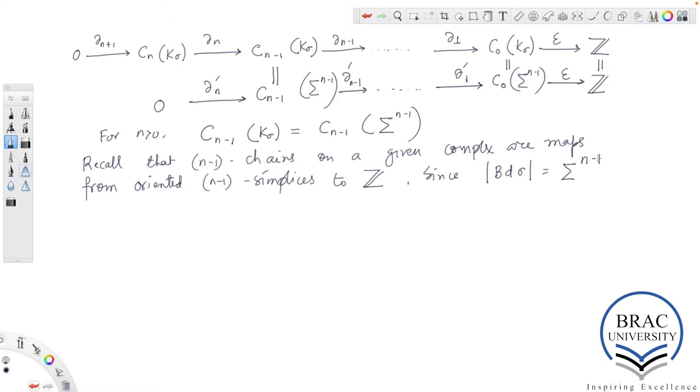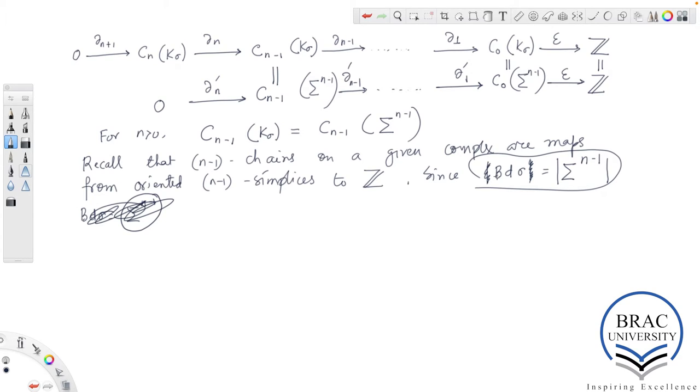Okay, it's not sigma to the n. So boundary of sigma is sigma to the n minus 1. This is the complex, and the underlying space of which is boundary of sigma. I think this one is correct.